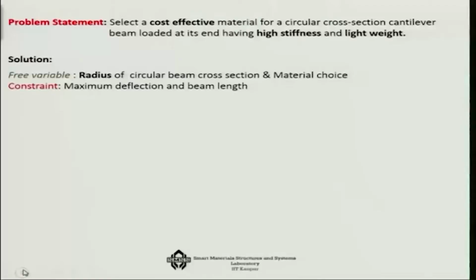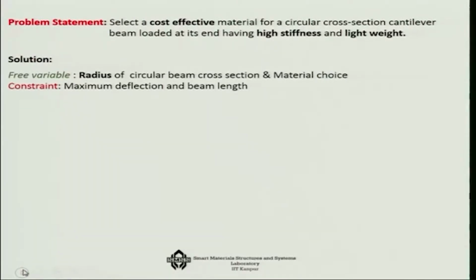So, the problem statement is that you have to select a cost effective material for a circular cross section cantilever beam loaded at its end, having high stiffness and light weight. Since the length or span of the cantilever beam is always fixed, what you can play with in the geometry is the radius of the circular beam cross section and also the choice of the material. These are the free variables for us, and the constraints will be the maximum deflection and the beam length.